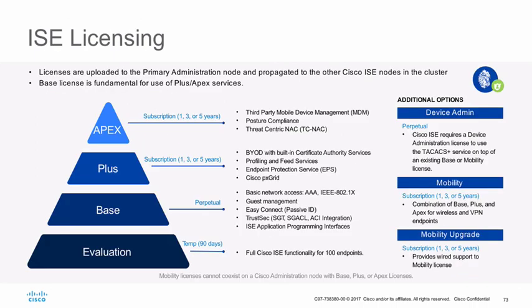Okay. Just a quick look at licensing here. We've got 4 types of licensing. We've got evaluation, base, plus, and Apex. Evaluation just gives you the ability to kind of kick the tires on the product. Base provides a number of basic level authentication types, including Guest, Easy Connect, and TrustSec. Plus is really your profiler and BYOD type thing, and then your Apex is your TC-NAC, posture, and mobile device management.